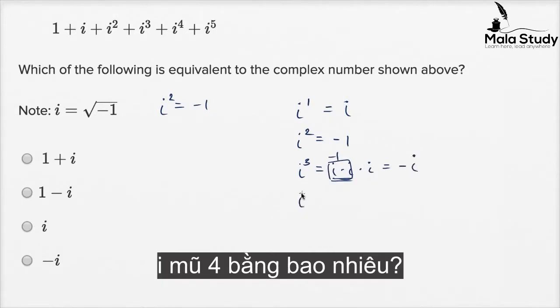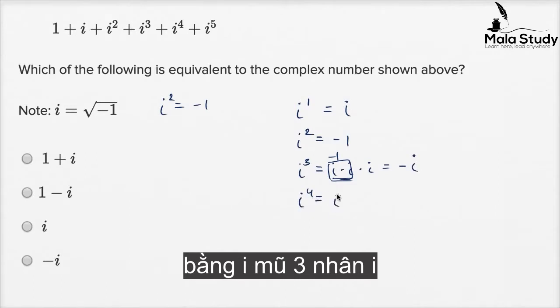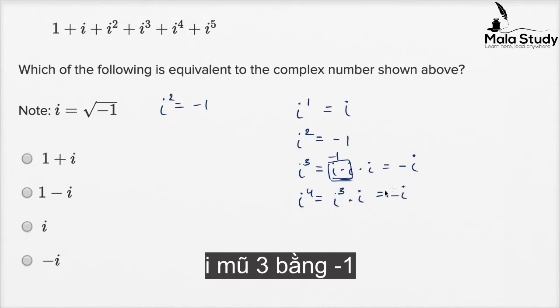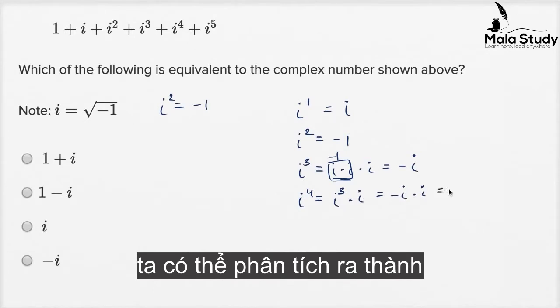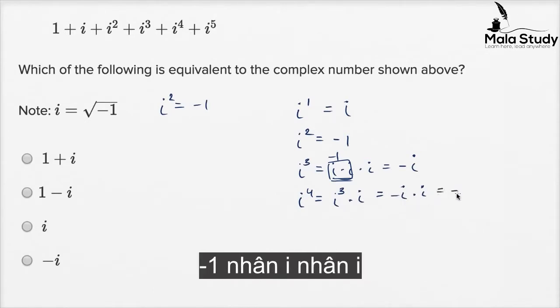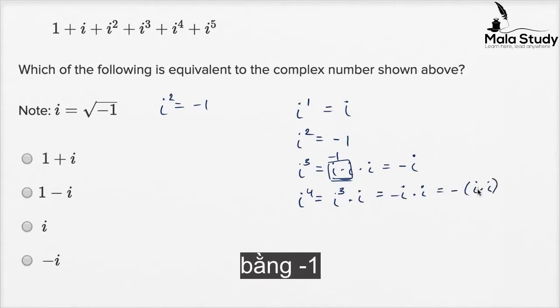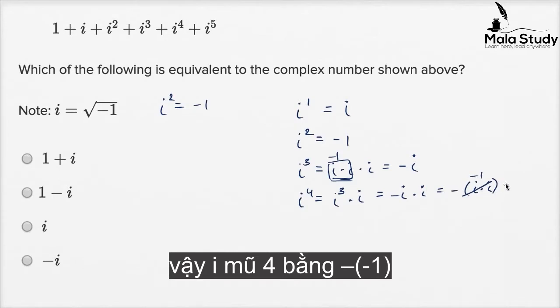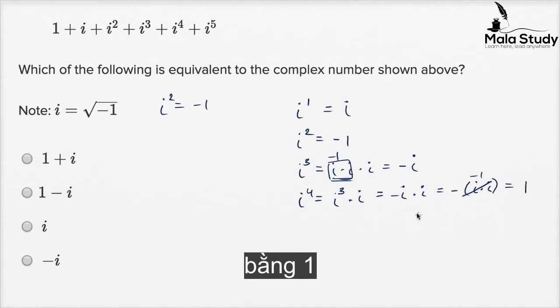Now, what's i to the fourth power? Well, it's going to be i to the third power times i. Well, i to the third power is negative i, and then you multiply that times i. Well, that's going to be the same thing as the negative. We could view this as a negative 1 times i times i. Well, what's i times i? That's negative 1. So it's going to be the negative of negative 1. That's going to be positive 1.